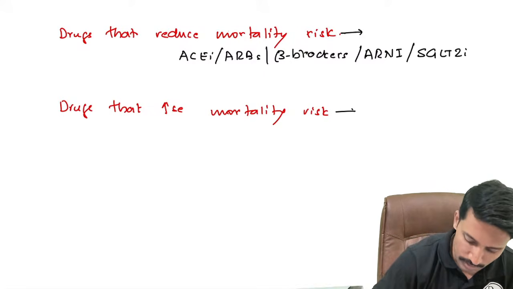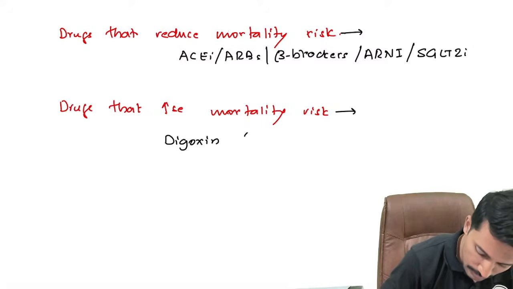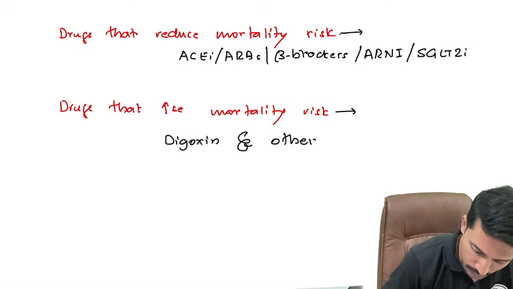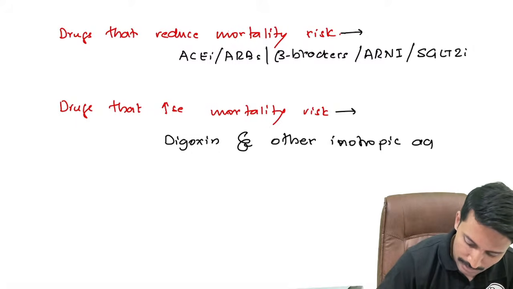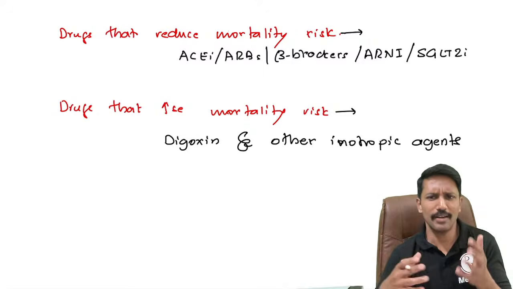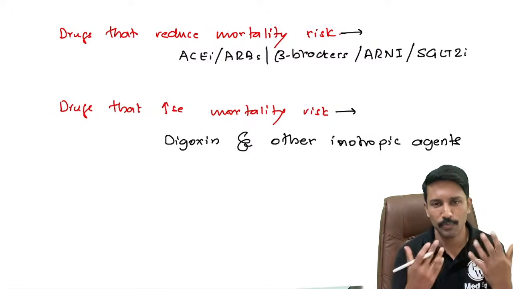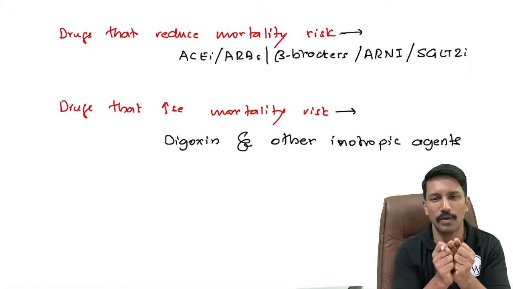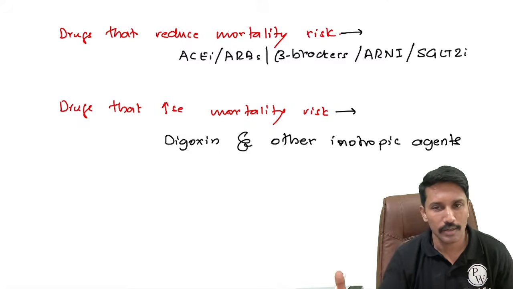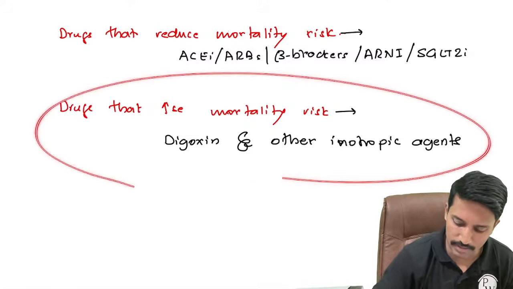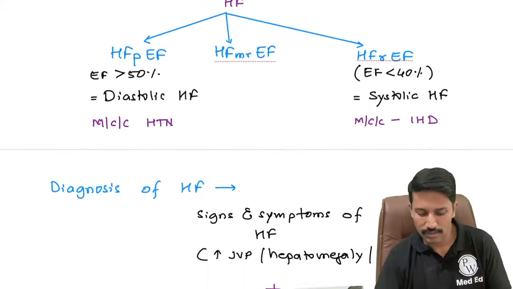What increases the mortality? Digoxin and other inotropic agents, because these inotropic agents increase the force of contraction. They are kind of opposite of what beta blockers do, right? Beta blockers reduce the force of contraction, slow down the heart. Digoxin increases the force of contraction. Already a failed heart gets more burdened by digoxin and it fails much faster. So that is why they are associated with increased death risk. So when we write this, our answer for the heart failure is complete.